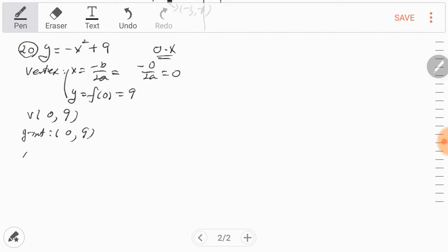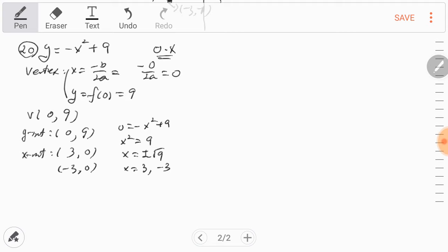How about the x-intercept? The x-intercept is when y equals 0. So if y is 0, then what is x? Then move x squared to the left. It equals 9, then x equals plus or minus the square root of 9, so 3 or -3. So there are two x-intercepts, 3 and negative 3. So let's plot these points.